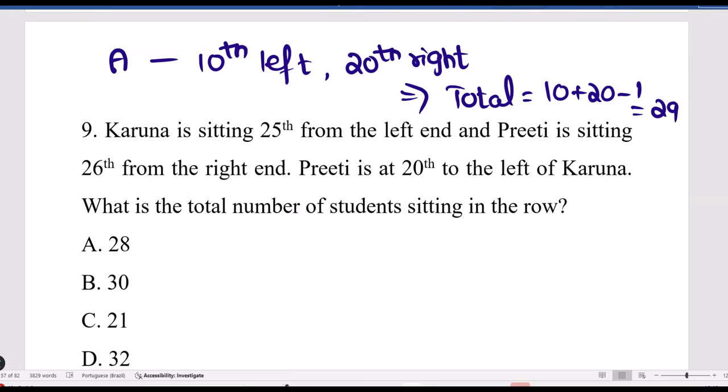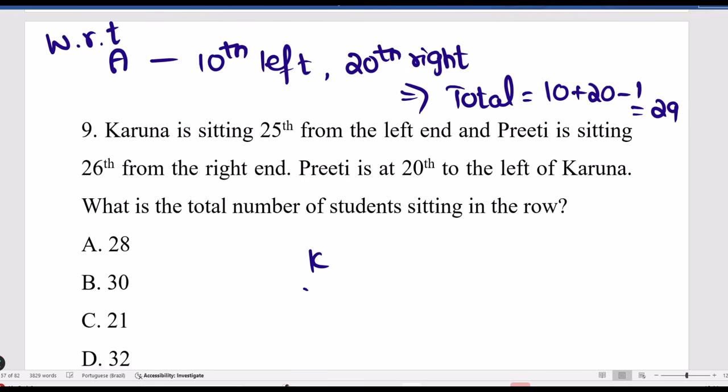So we should calculate only one time. 10th from left, in that 10 A is there. 20th from right, in that 20 also A is there. We should calculate only one time. So doing minus 1. With respect to one person, but here two people are there, we have to bring it to one person.